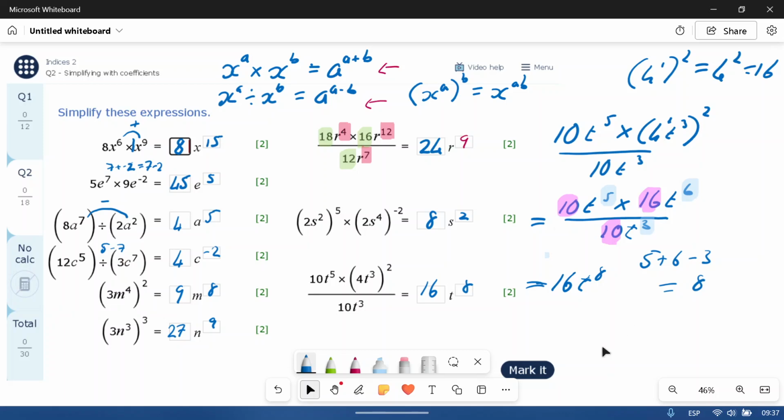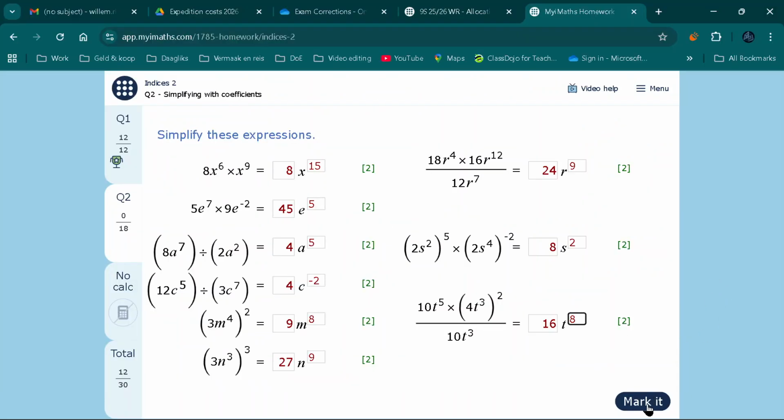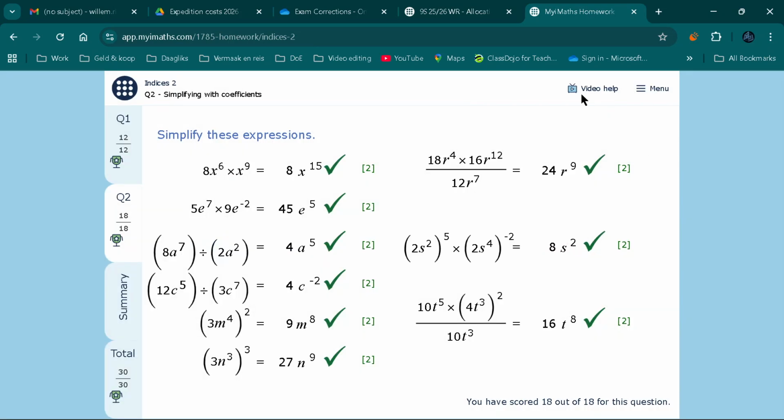Let's see if we're correct. And let's click the mark it button. Full mark. You can do this.